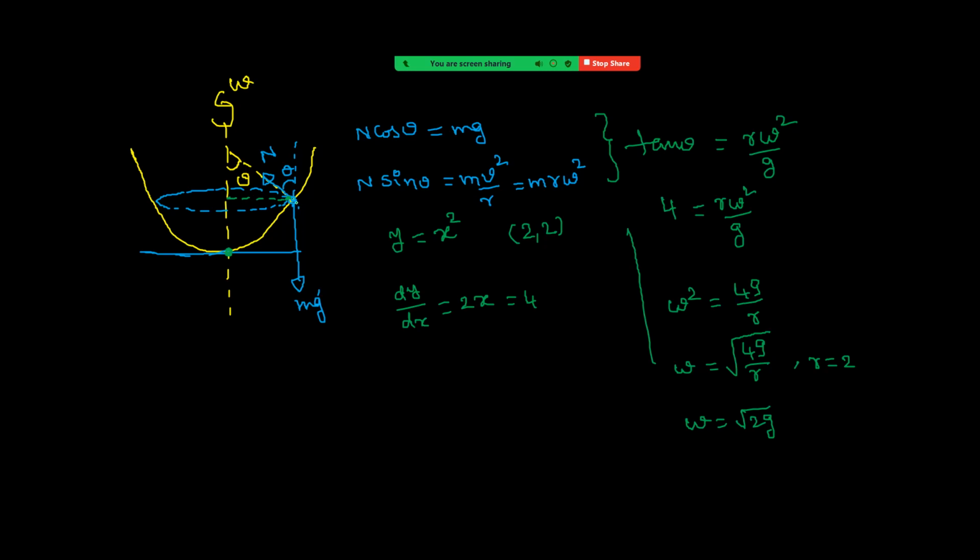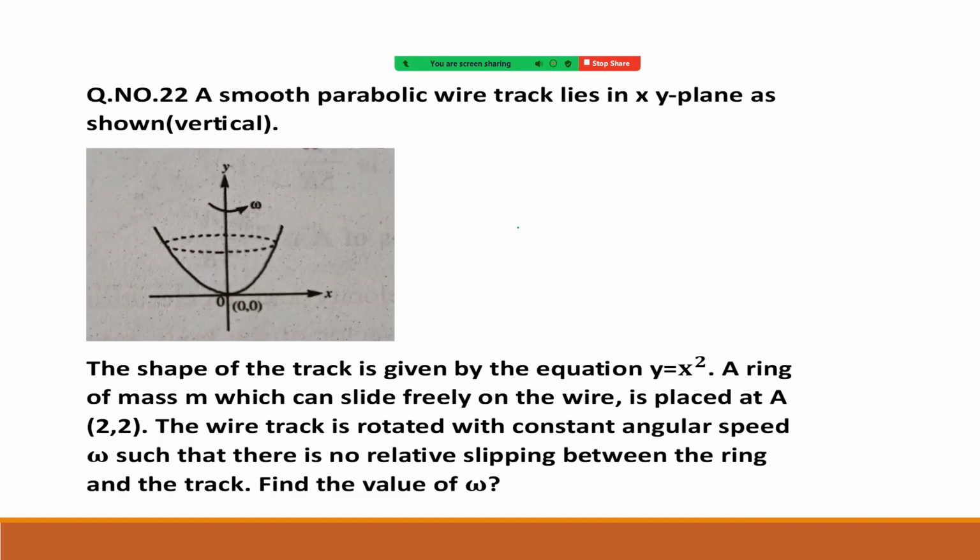The same point we have discussed while discussing banking of roads. Even the same kind of result we have discussed while discussing the conical pendulum also. There we have discussed that the resultant of tension and mg is providing centripetal force, or one component of tension is providing centripetal force. Okay. And to find that slope, we are given the path equation and coordinates of that ring. So like this, we can solve problems. Okay. Let us take the next one.